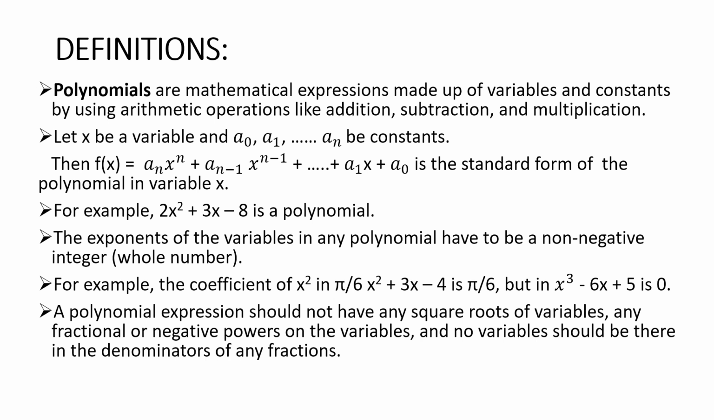For example, the coefficient of x square in this polynomial pi by 6 x square plus 3x minus 4 is pi by 6. But in x cube minus 6x plus 5 it is 0 because there is no term of x square. Now, a polynomial expression should not have any square roots of variables, any fractional or negative powers on variables, and no variable should be there in the denominator of any fractions. Now, based on this, we will see some examples.